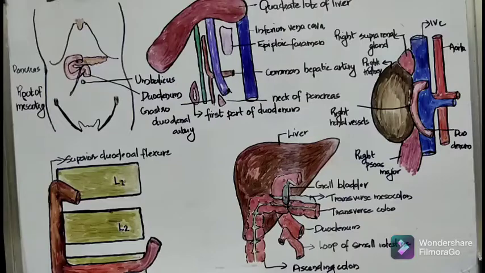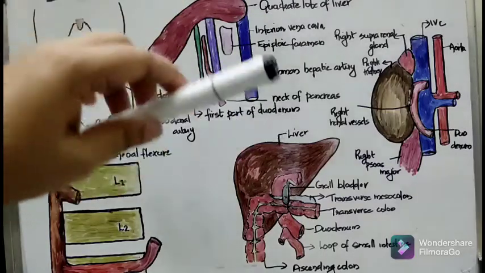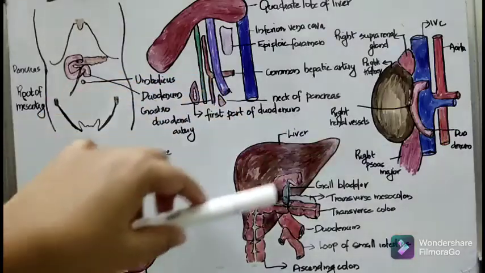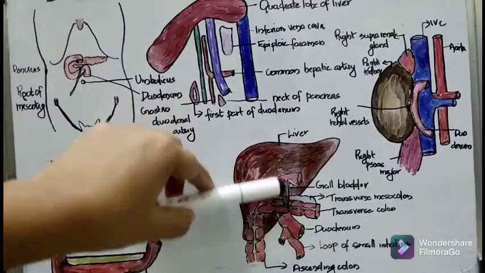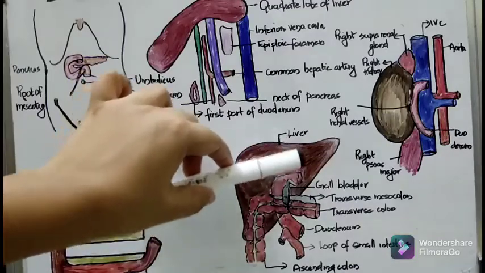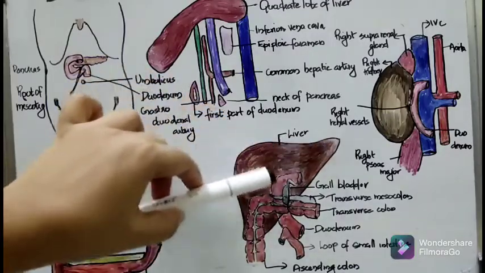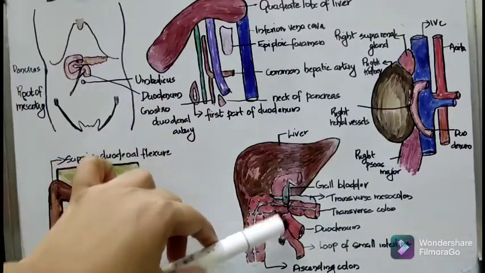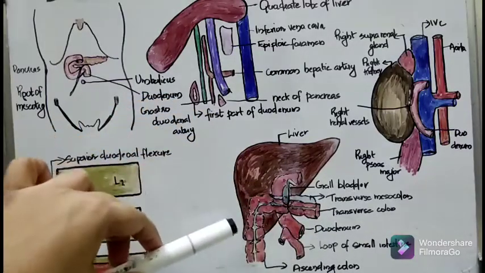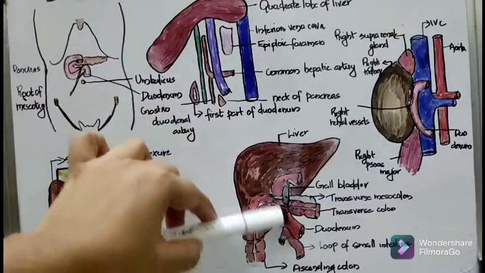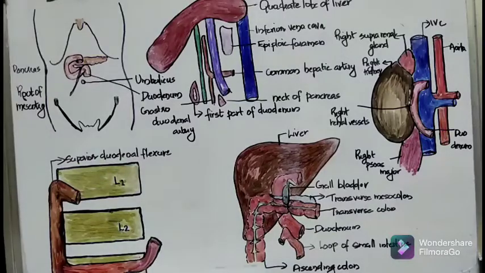The second part of the duodenum has both posterior as well as anterior relations. So the anterior relations are these structures. This is the duodenum. You cannot see it clearly because it is seen posterior to these structures: liver, gallbladder, transverse mesocolon, transverse colon, loop of small intestine. So these are the structures seen anterior to the second part of the duodenum.